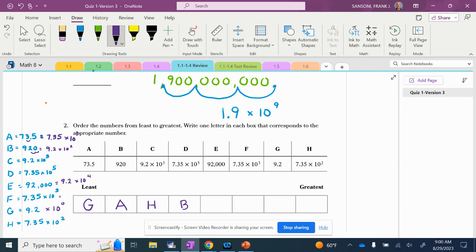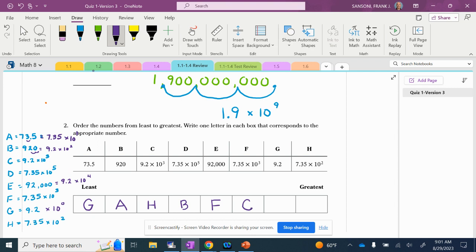F. I have F, which is 10 to the third. I also have C, which is 10 to the third, but F is 7.35 and C is 9.2, so F is smaller than C. And then the only other 10 to the third was C, so then I go C.